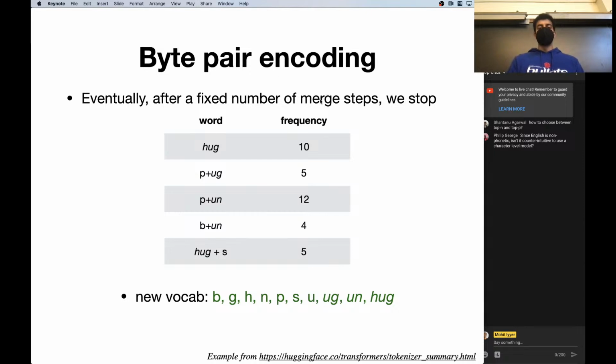So eventually, let's say here I stopped after 3 merges. So hug, H-U-G, is now no longer 3 characters, but just 1 subword. It's actually a complete word, right? And this is how the rest of the data looks. And here's my new vocabulary after 3 merges. So I've added UG, UN, and hug to my vocabulary.